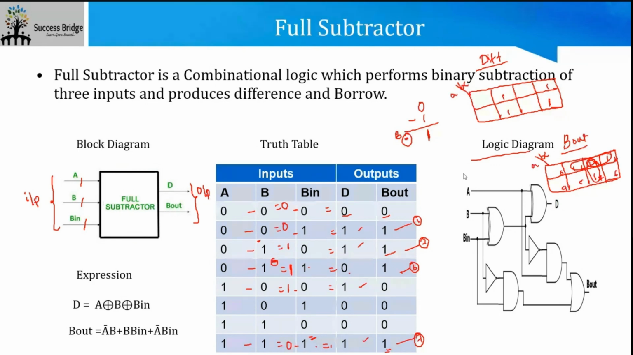Similarly, if we go through the whole truth table, we will be able to see that D is A XOR B XOR B in, the same equation as the full adder's sum, but the borrow out will have terms with A bar B, B bar B in, and A bar B in. So it's a similar representation to a full adder, but the operation is addition versus subtraction. That is the only difference we see here.